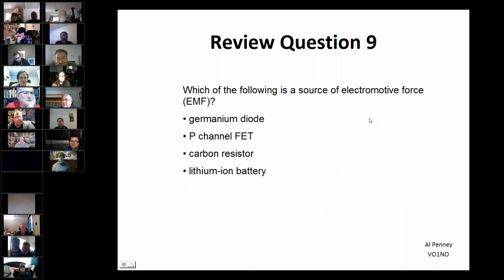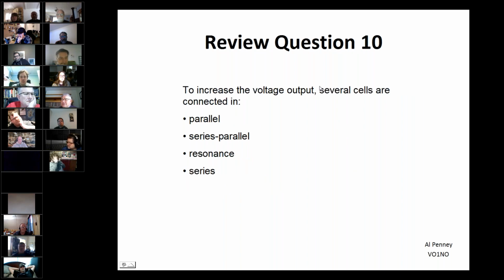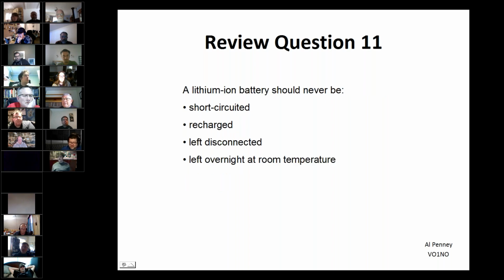Which of the following is a source of EMF, electromotive force? I think that's a pretty easy one, a lithium-ion battery. To increase voltage output, several cells are connected in... well, if the other one was parallel, this one's got to be series, isn't it? A lithium-ion battery should never be... that's a no-brainer. Should never be short-circuited.